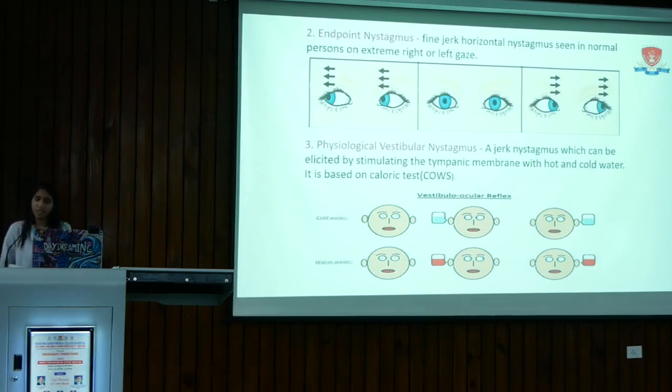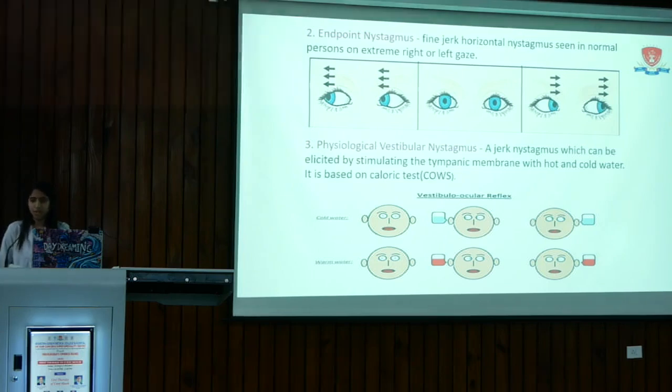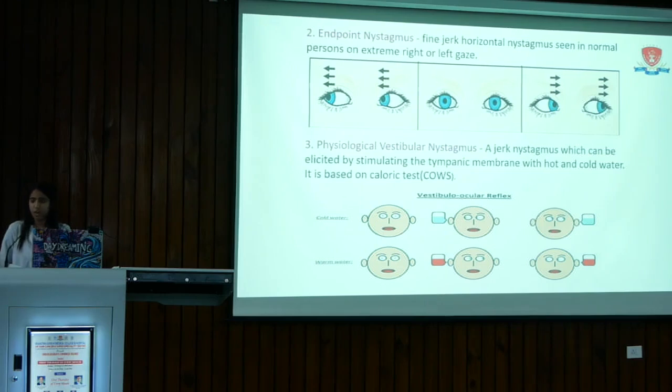Then we have physiological vestibular nystagmus. It is a jerk nystagmus which can be elicited by stimulating the tympanic membrane with hot or cold water. It is based on the caloric test. When we stimulate the tympanic membrane with hot water, the direction of nystagmus is in the same direction, but when we stimulate it with cold water, the direction of nystagmus is in the opposite direction.